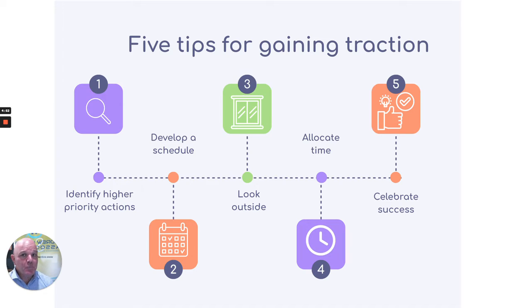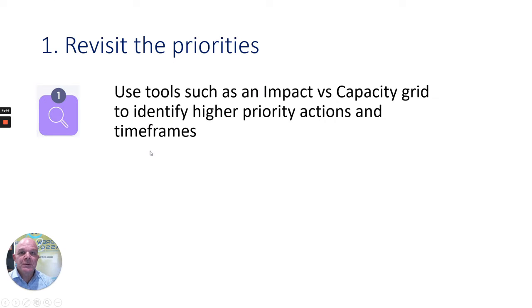Just cast your eye across the screen now and have a look at what I'm suggesting here. We'll kick off with our first one. That first one's pretty simple. It's really just to go back, have a look at all the things that are in your strategic plan and start to think about where the priorities lie. How can I make this a reality for me?